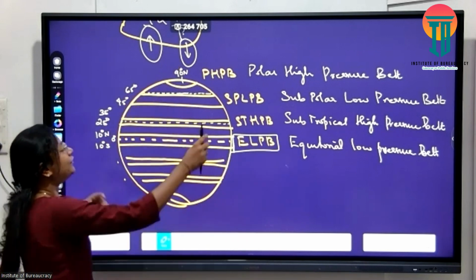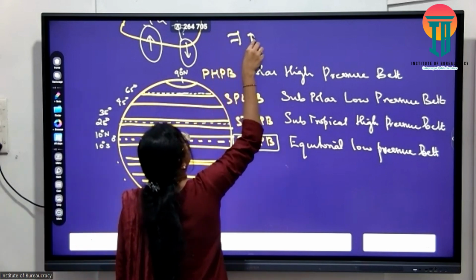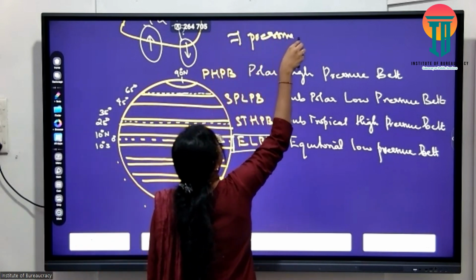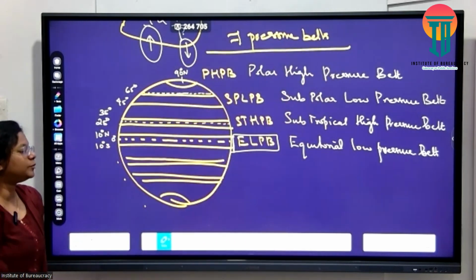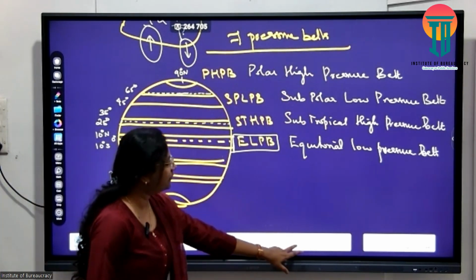So there are a total of 7 pressure belts in both your hemispheres, both your northern and southern hemisphere. Collectively we have 7 pressure belts.